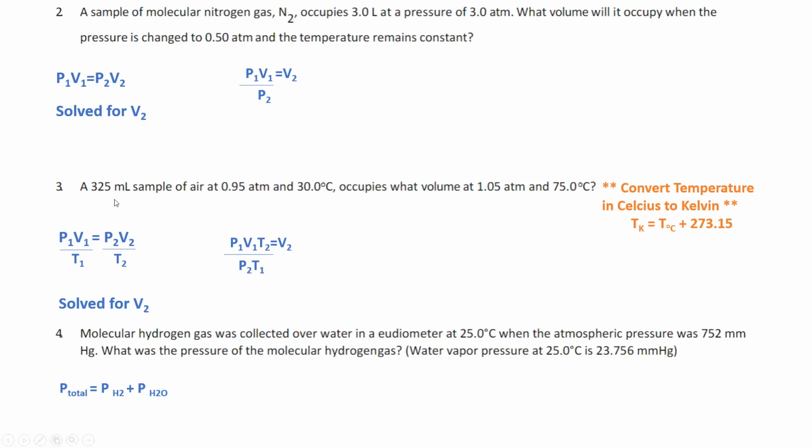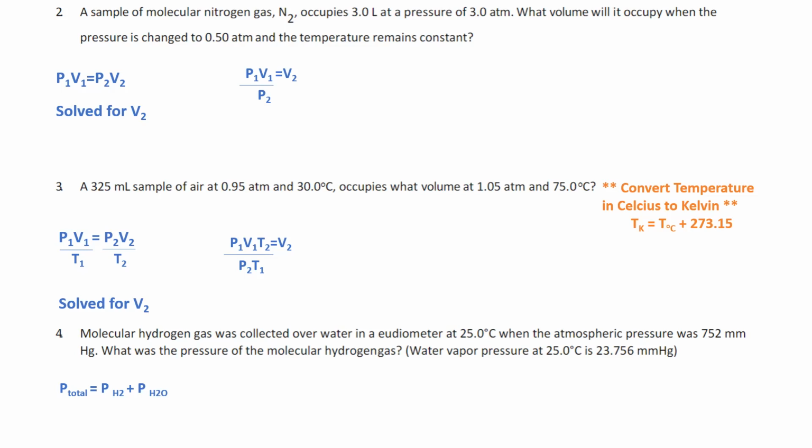And then we have another case where now there are 3 variables that are changing. It says a 325 milliliter sample, so that's our initial volume, of air at 0.95 atmospheres. So that's our initial pressure. And 30 degrees Celsius, that's our initial temperature. And it occupies what volume when the pressure changes? So this is now our final pressure of 1.05 atmospheres. And the temperature changes to 75 degrees Celsius. So that's our final temperature, or T2.